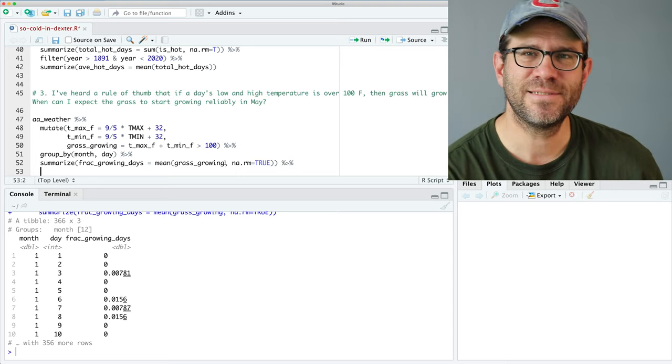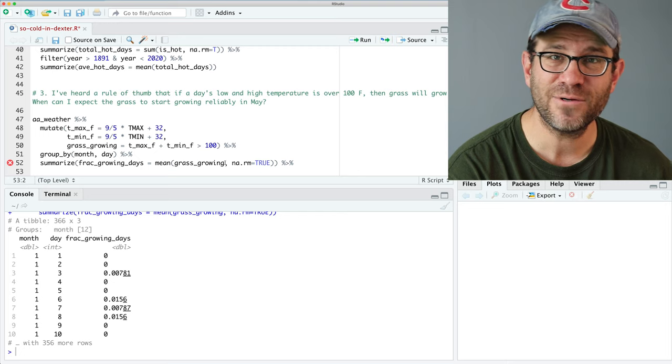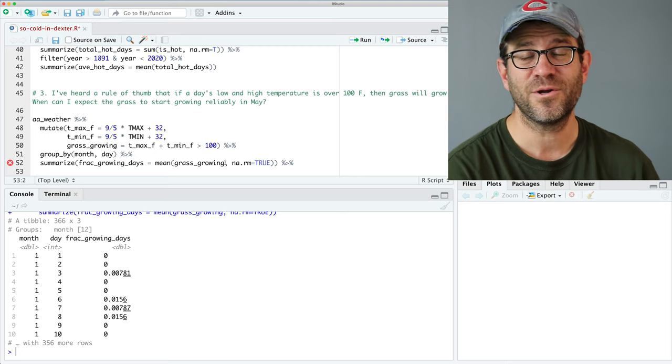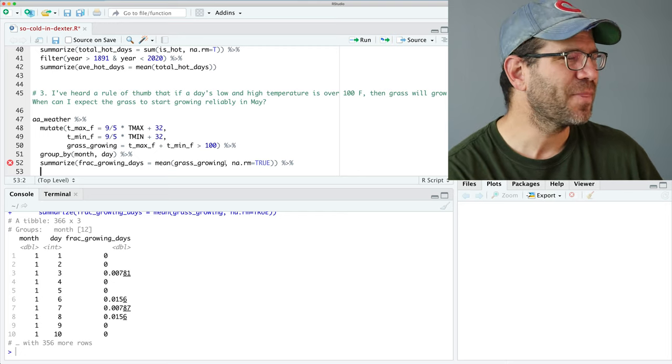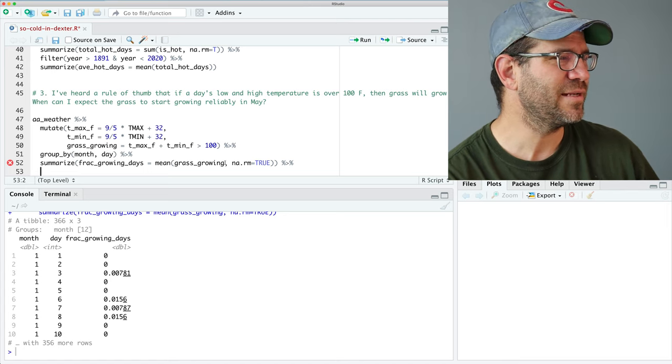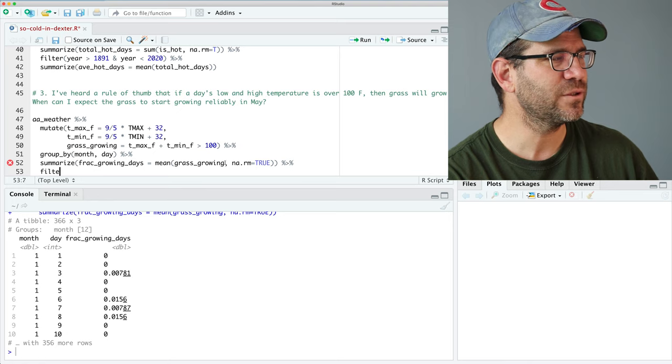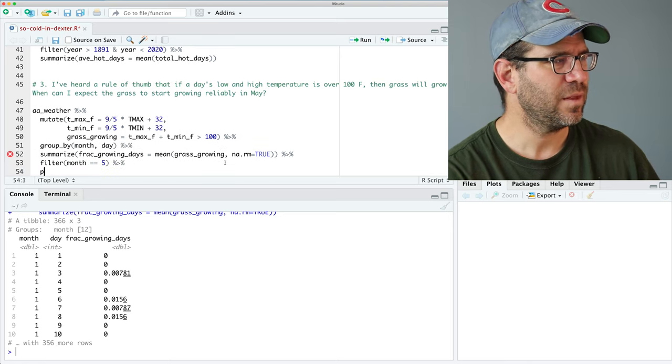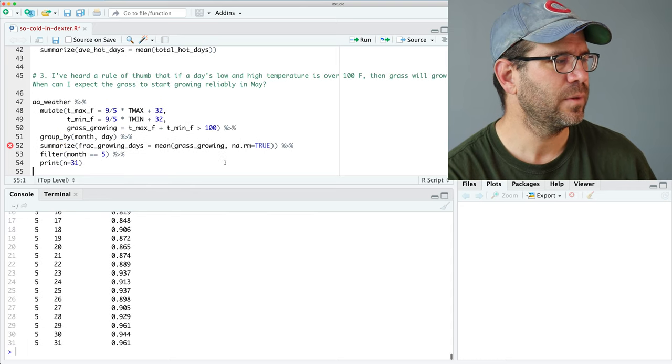But in general, as they say, April showers bring May flowers. That's another one of these rules of thumb or heuristics. Is that true? I don't know. Maybe probably not so much in Michigan. So if we then do print, or let's do filter month equals 5, and then print n equals 31.